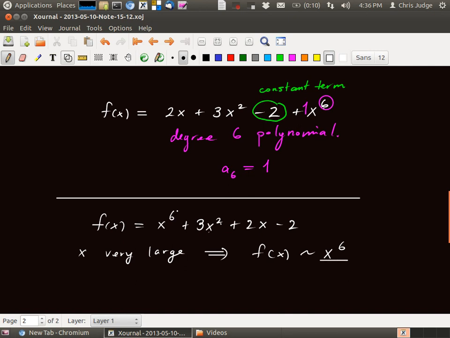So what's important about the leading term and the degree of the polynomial is that for very large x, the leading term gives you an approximation of f of x. So for very large x, f of x is approximately x to the 6th. This stuff is just small change. Okay, so this was an introduction to polynomials and degree.